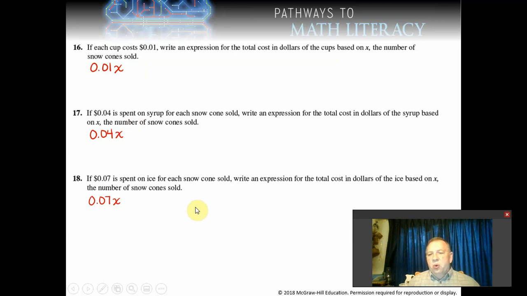Here's just a couple more examples of writing expressions. If each cup costs 1 penny, $0.01, write an expression for the total cost in dollars of the cups based on X. It's just 0.01 times X. Then $0.04 per ounce of syrup, or really the amount you spend on syrup per snow cone. The total amount for X snow cones would be 0.04 times X. And then your 7 cents for the ice per snow cone, that's 0.07 times X. X is the number of snow cones.